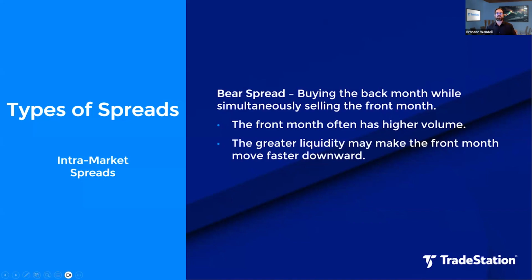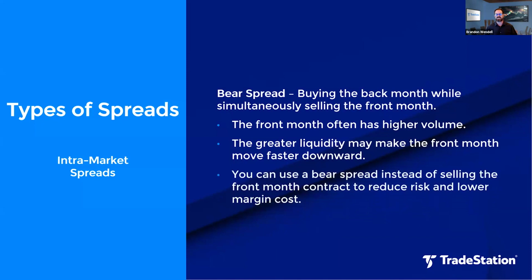So anyway, bear spread is just the opposite. You're selling the front month, buying the back month. Why? More liquidity in that front month. If the bearish trend is taking effect on all those securities, it should move down faster than the back month does. And again, you can either sell a front month, or you can go ahead and do that spread to reduce margin costs and potentially reduce risks.